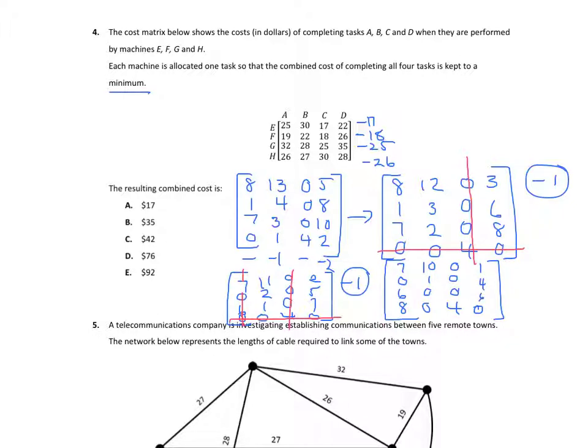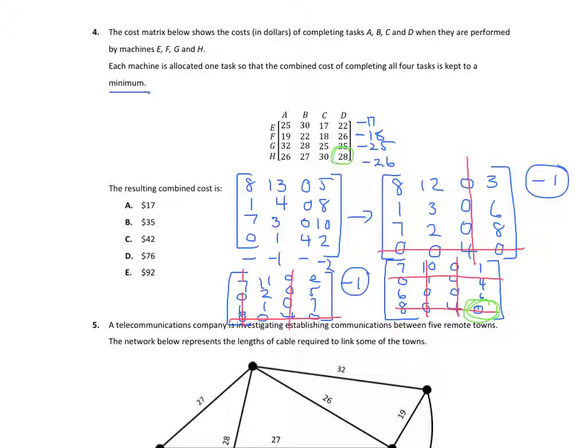So again, let's try crossing out our zeros. And this time I have to use 4 lines in order to do that. So I'm ready to allocate. And I start by looking at which either column or row has a single 0 in it. So I can see here at the bottom, I've got a 0 there in H and D.